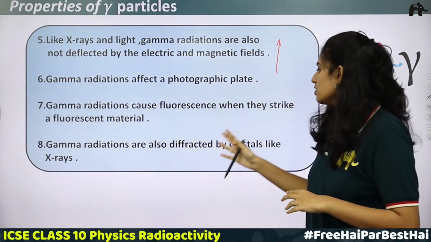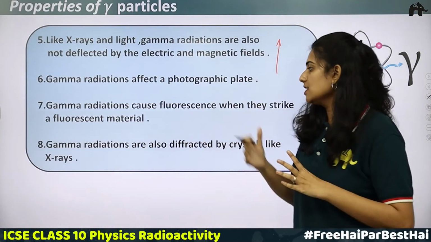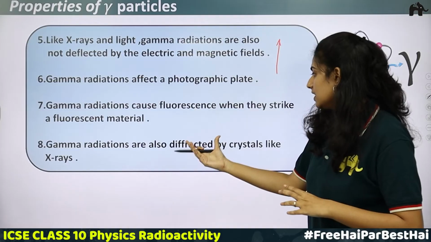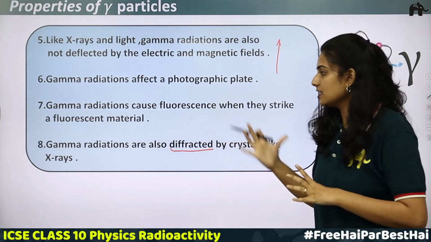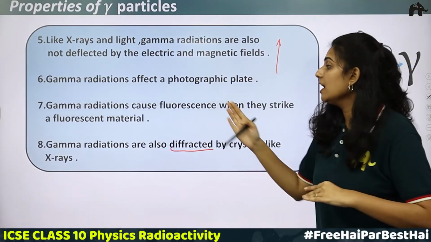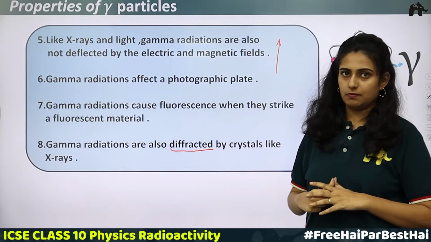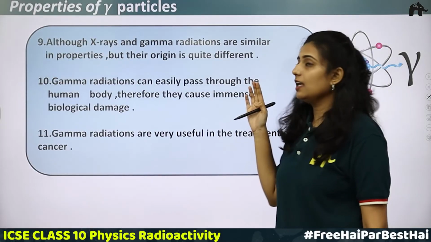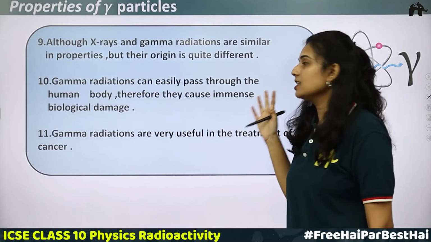We know what is fluorescence when they strike a fluorescent material. Gamma radiations are also diffracted by crystals like X-rays. X-ray radiations can be diffracted using crystals. Similarly, when you use crystals, you can also diffract the gamma radiation. Ninth property, although X-rays and gamma radiations are similar in properties, their origin is quite different.